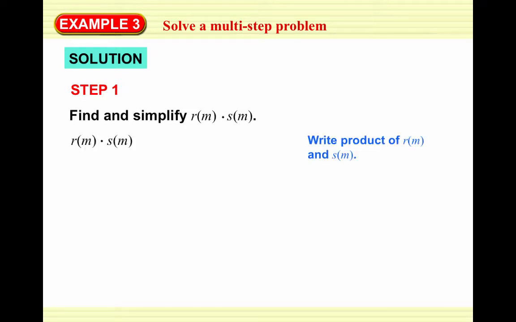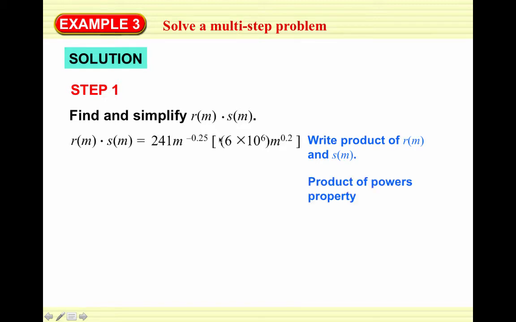So R of M times S of M. R of M was 241 M to the negative 0.25. S of M is 6 times 10 to the 6th times M to the 0.2. So 6 times 10 to the 6th, that's the coefficient. It's just written in scientific notation. So we're going to multiply our two coefficients together. So we're going to have 241 times 6 times 10 to the 6th.